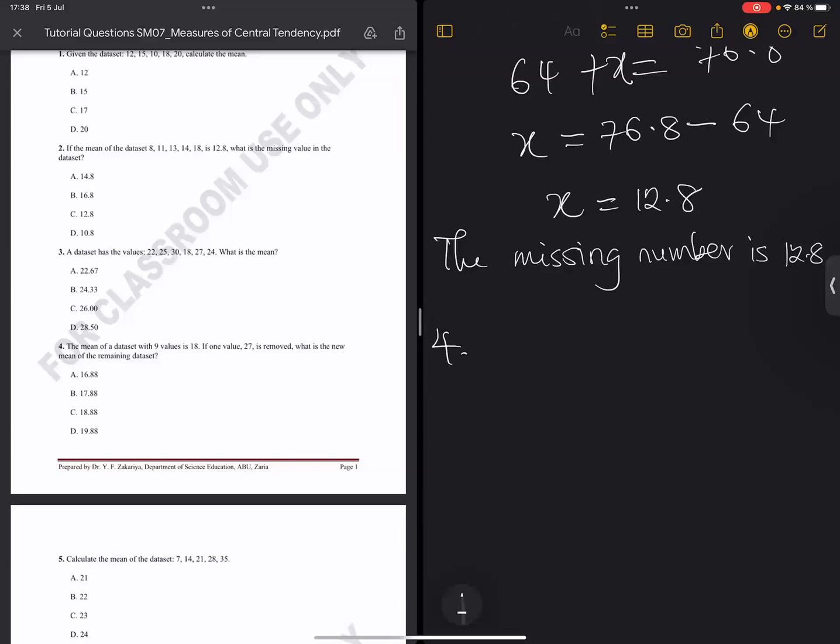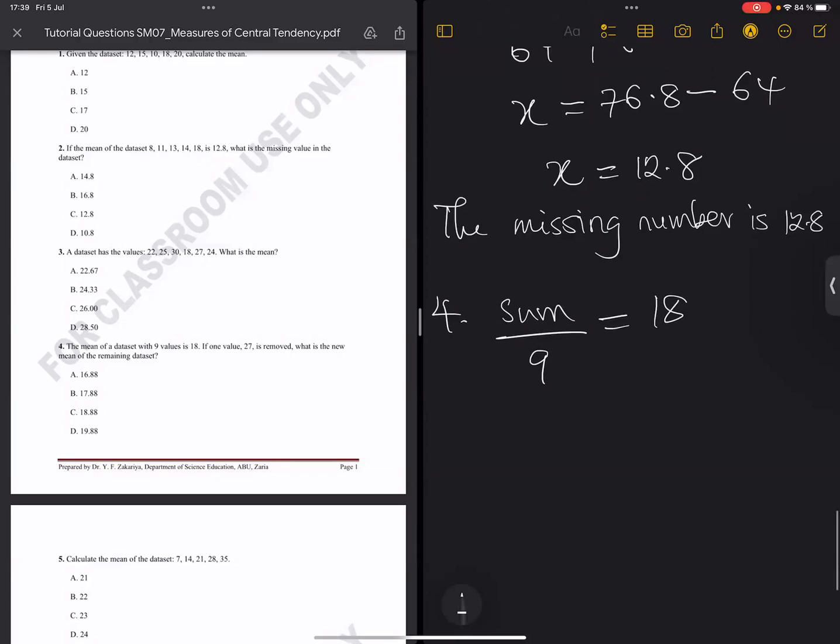The first sentence says the mean of a data set with 9 values is 18. Let's deal with this one first. What is the mean? Sum of items over number of items, right? So sum over number, but that number is 9, equals 18.